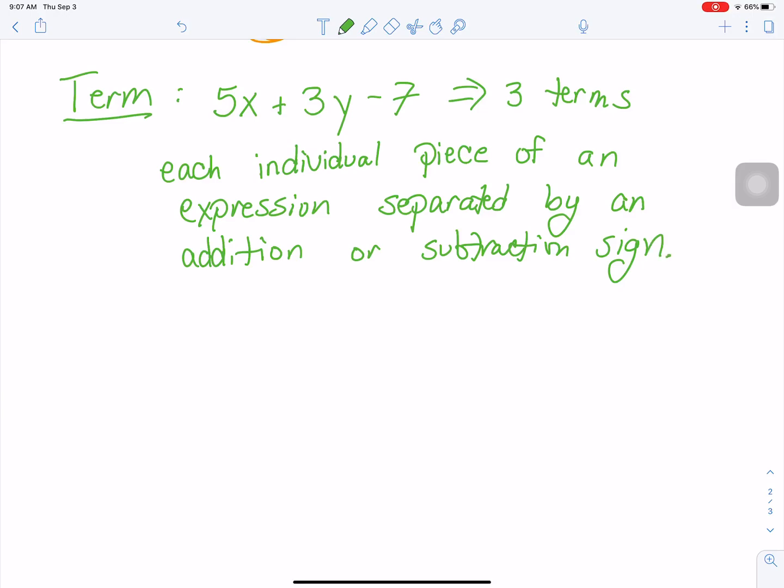So if I had something like 3x squared plus 4x plus 8x squared plus 9, I'm not looking to see what can be combined at first when I'm asking you number of terms. I'm just asking you how many terms. 1, 2, 3, 4 terms.